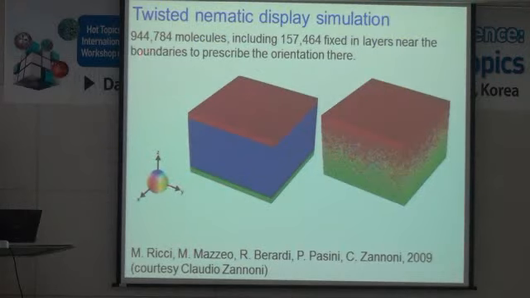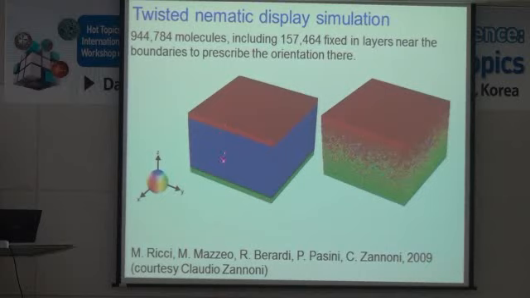Now the orientations are color coded, so vertically upwards is blue, in the y direction it's green, and in the x direction it's red. The boundary conditions, because the top and bottom plates have a preferred orientation, are implemented by fixing the orientation of the molecules in layers. I think there are nine molecules thick at top and bottom, but in directions that are orthogonal to one another.